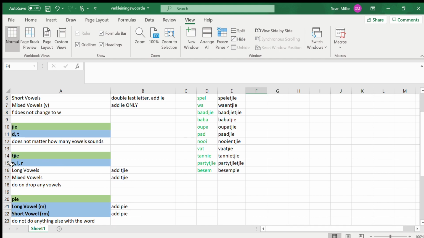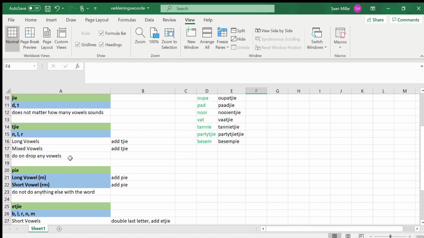Then if we have a word ending in N, L, R, a nice way to remember this is naughty little rascals, we add a TJIE. And obviously because it doesn't start with a vowel, T is not a vowel, you don't have to do anything with your vowels. You simply add a TJIE for long vowels and for mixed vowels. Please note that this rule only applies to long and mixed vowels. There's another rule that applies to short vowels. Obviously do not drop any of the vowels.